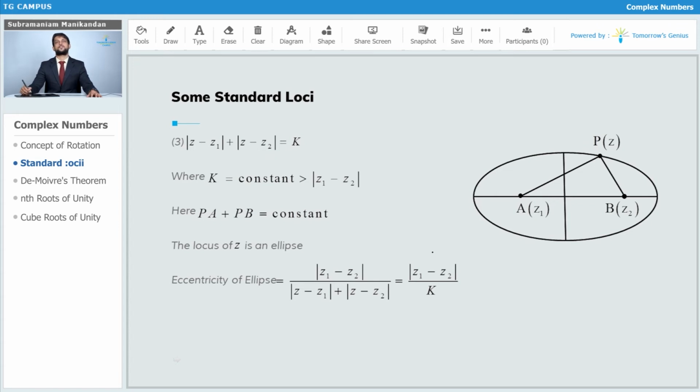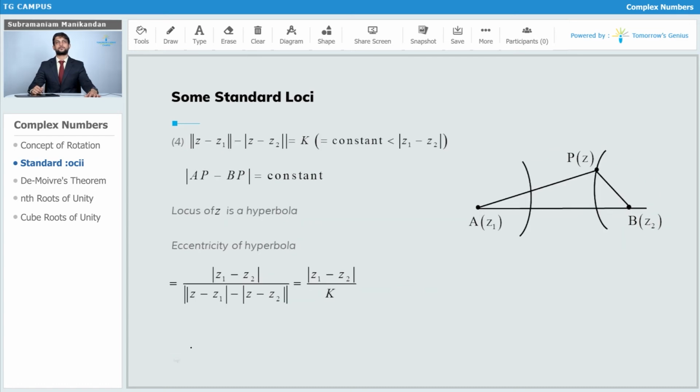And we can find the eccentricity of the ellipse by substituting z1 and z2 in the formula magnitude of z1 minus z2 upon magnitude of z minus z1 plus magnitude of z minus z2. That is magnitude of z1 minus z2 divided by the constant k. Next, the equation of the hyperbola is given by modulus of z minus z1 minus modulus of z minus z2 is equal to a constant k, which has to be less than the modulus value of z1 minus z2. And the eccentricity of the hyperbola is given by modulus of z1 minus z2 by the constant k.